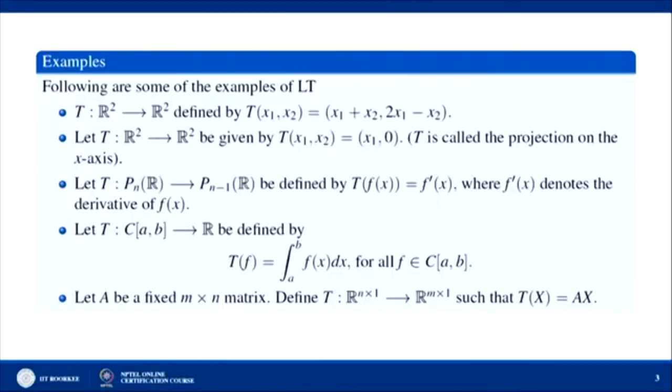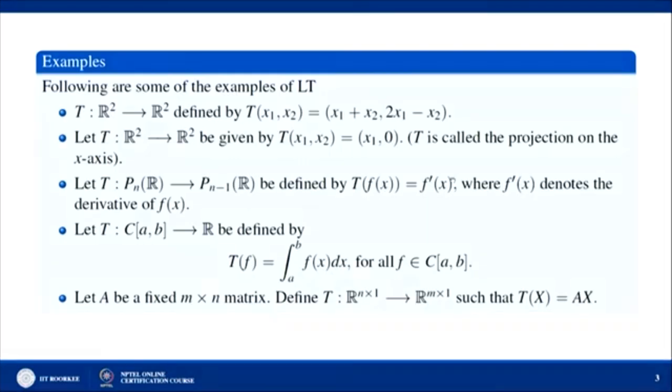So, now the third one is, we consider T from the set of all polynomials of degree less than or equal to n over the field R to all polynomials of degree less than or equal to n minus 1 over R, defined by T of f(x) is equal to f dash x. Now, this T is also called the differential operator, okay, where f dash denotes the derivative of f(x). Now, this is also a linear map.